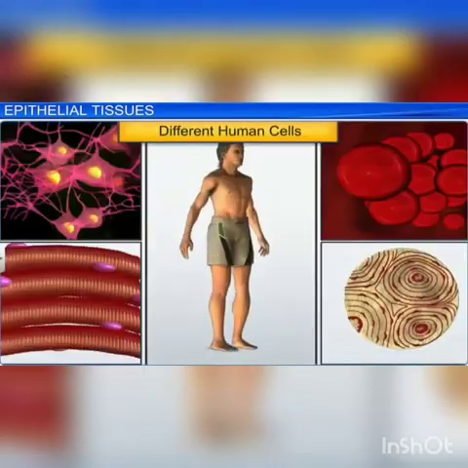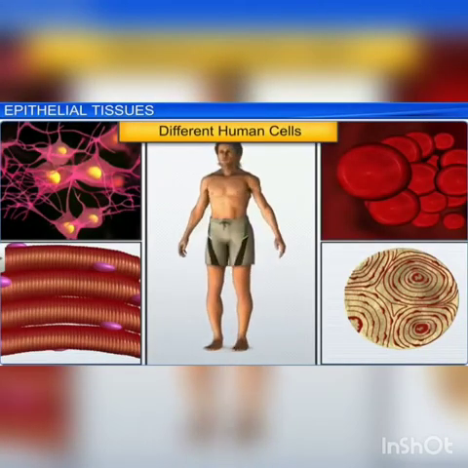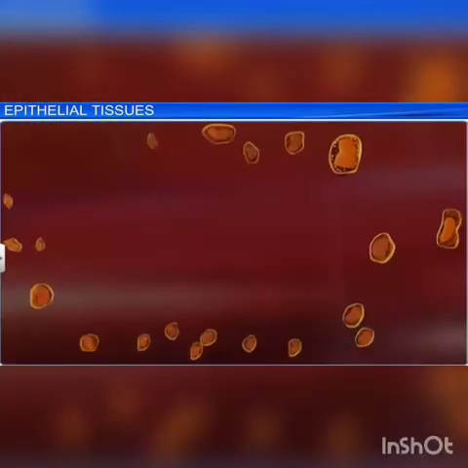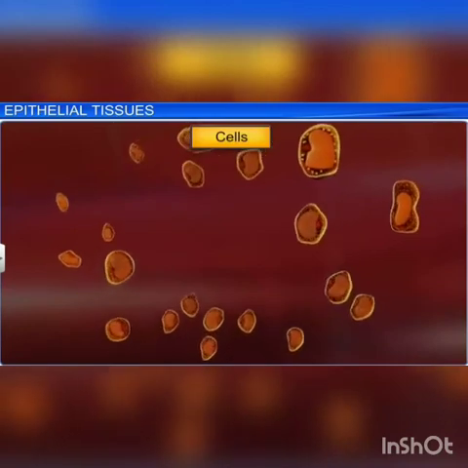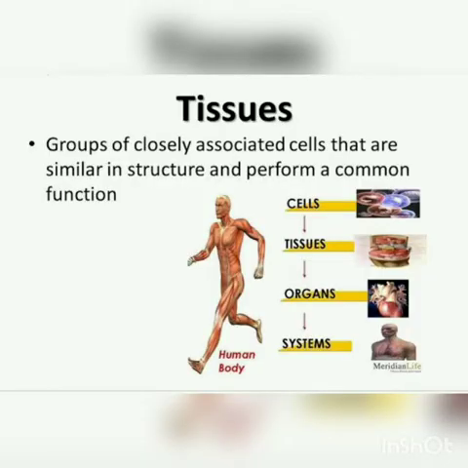In multicellular organisms, cells do not operate independently. Instead, they form tight cell communities that live and work together. So, a group of cells that are similar in structure and perform a common function is called a tissue.